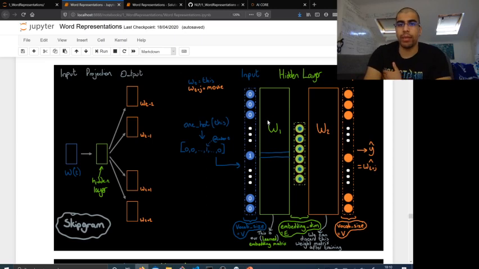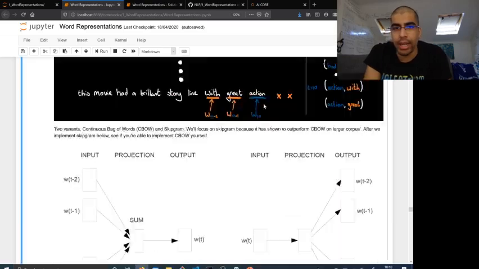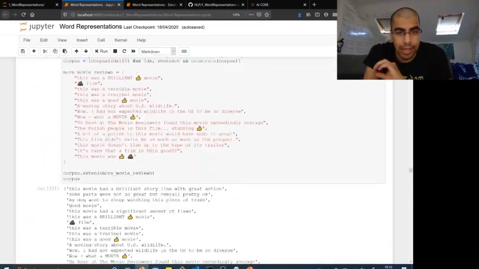So W1 is a weight matrix. This is just a normal one layer neural network. This is a shallow neural network. And we're using our weights matrix as the embeddings matrix. So in our downstream tasks, we're going to save this weight matrix and we're going to load it in.